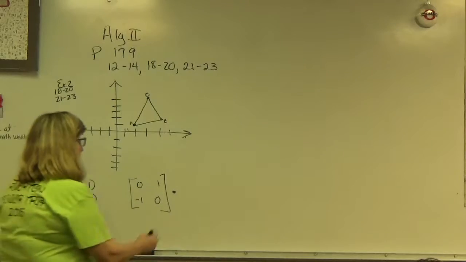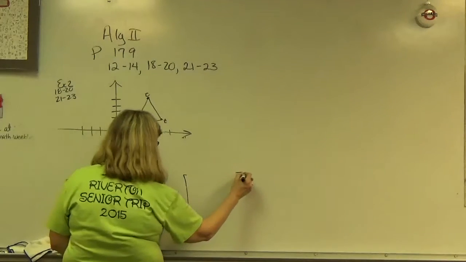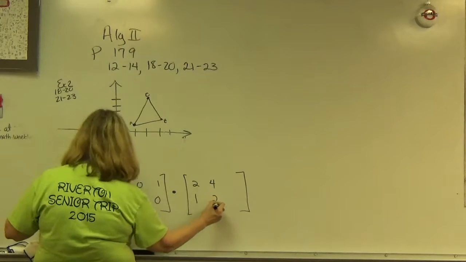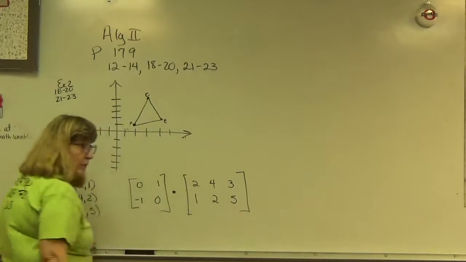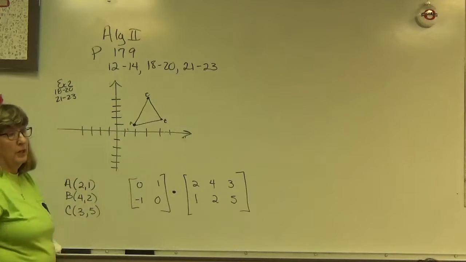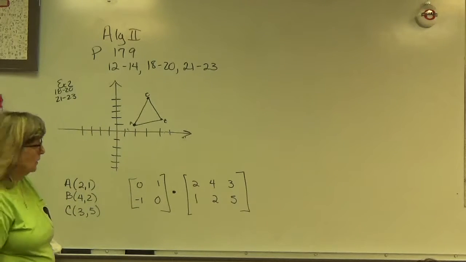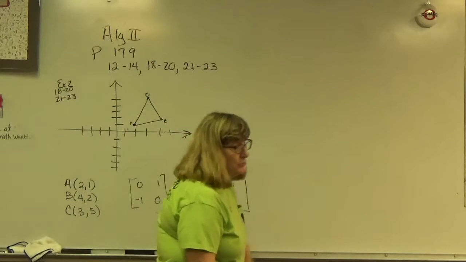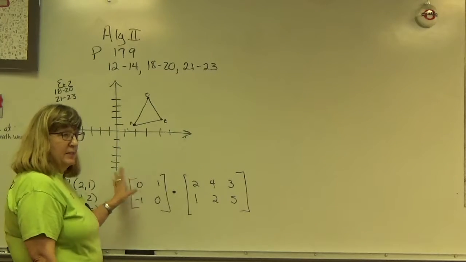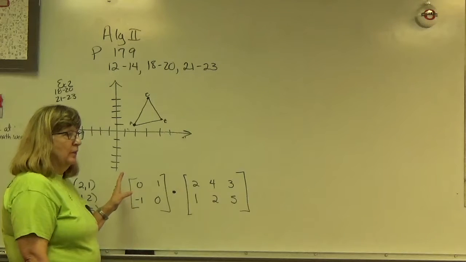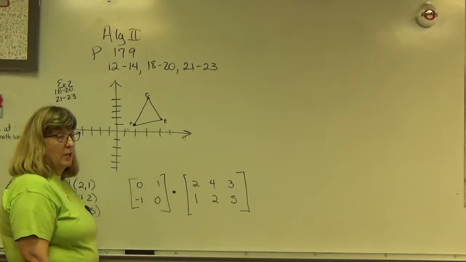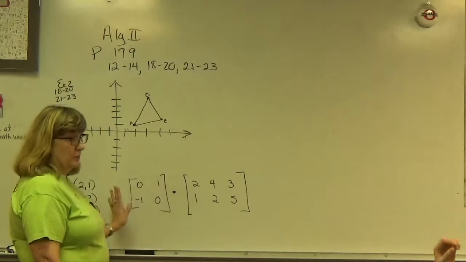Now, what are the vertices of my original triangle? 2, 1, 4, 2, and 3, 5. Does everybody see where I got those? So it's whatever they give you as your original, whether it be a quadrilateral, a pentagon, or whatever it is, you put that in the second matrix. So that's the most important part. This always has to be to the left. Why is that? We mentioned that Thursday. Because the commutative property does not work in matrices, so you have to be very careful about the order you do things. So it has to be to the left.